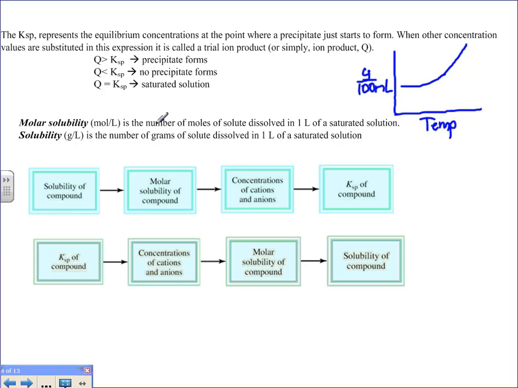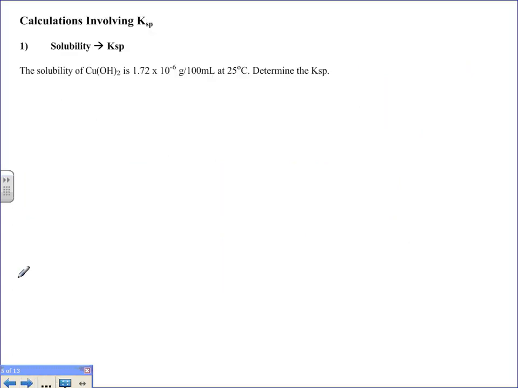These two flow charts will help you to go between solubility and the Ksp of the compound. If you're given the solubility, this will help you to flow to the Ksp of that compound. And if you're given the Ksp, this will help you to flow to the solubility of the compound. You might stop at molar solubility depending on the question that you're asked. The best thing for us to do here is to do several problems so you can see the various types of calculations you can do involving Ksp.